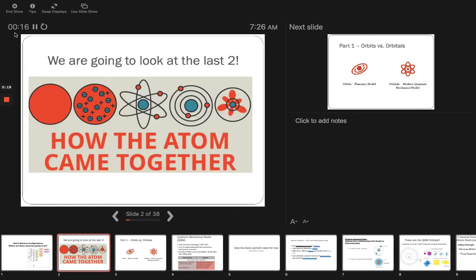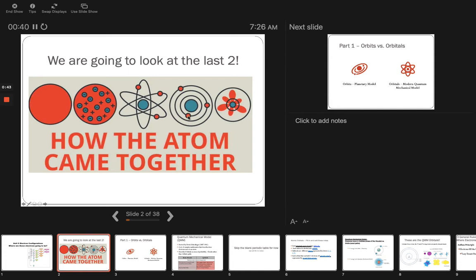So in a previous lesson, we talked about the development of the atomic model. And we're particularly going to focus on the last two models we talked about, which is the Bohr model, represented by this sort of solar system, and the modern version of the atomic model called the quantum mechanical model, which is symbolized by these clouds of electrons.